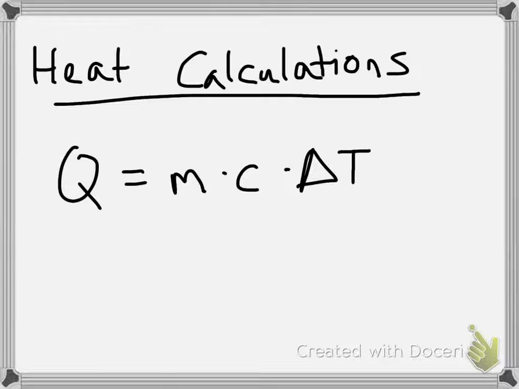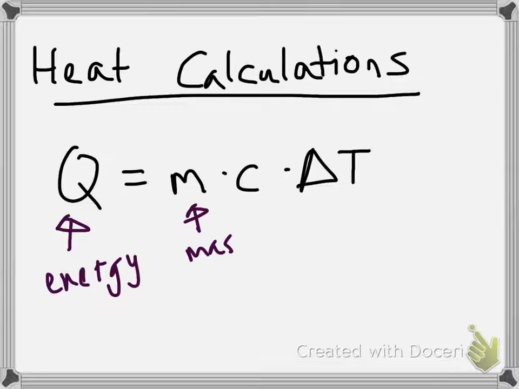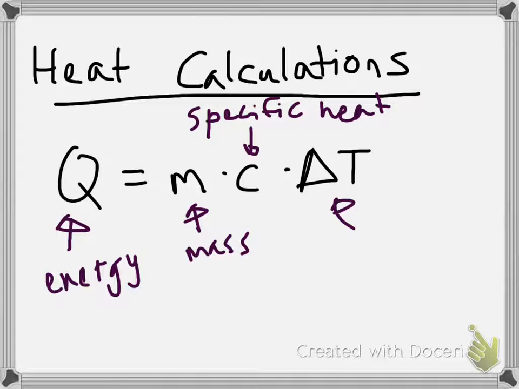Throughout this lab, we are going to calculate the amount of energy in different food products. During these calculations, we're going to be using this equation, Q equals mc delta T. Q is energy, m stands for mass, c is our specific heat, and delta T is the change in temperature. So this is our final temperature minus the initial temperature. It's our change in temperature.